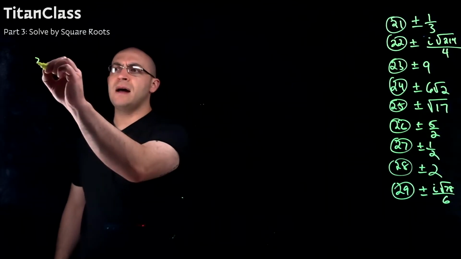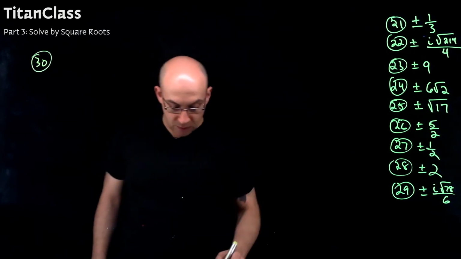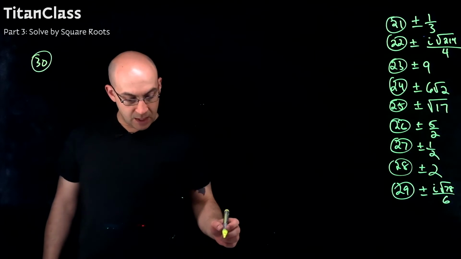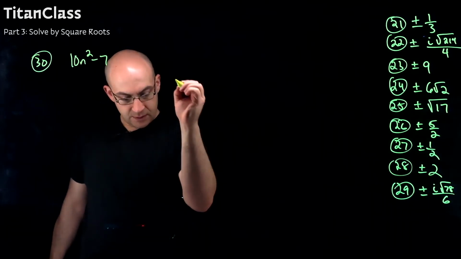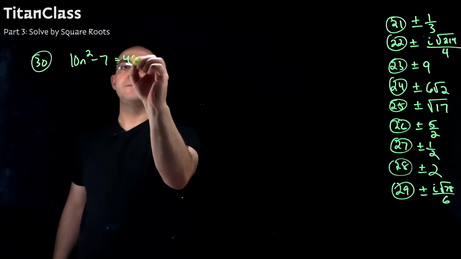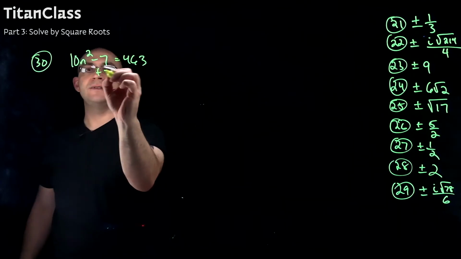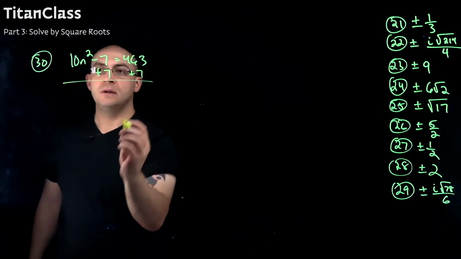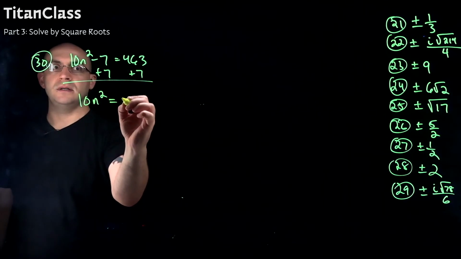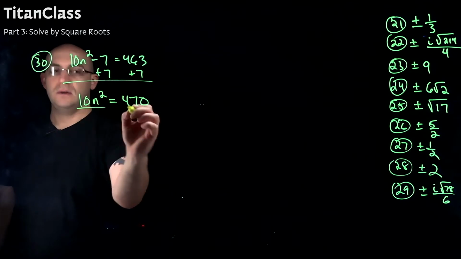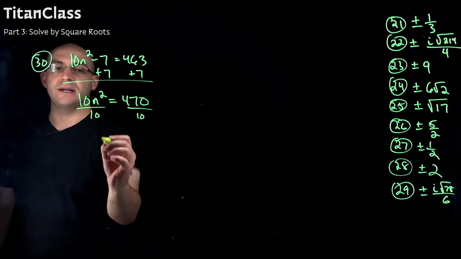Number 30, and then we'll have 5 more problems in this set, and then we'll go to complete the square. 30 is 10n squared minus 7 equals 463. We will add 7 to both sides of the equation, which gives me 10n squared equals 470. We can divide by 10. This is actually going to be pretty nice.